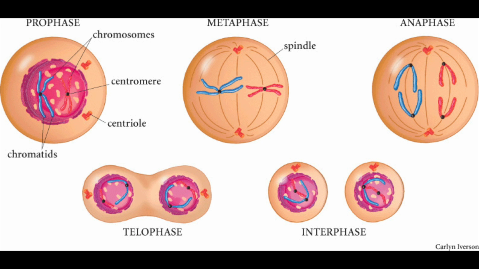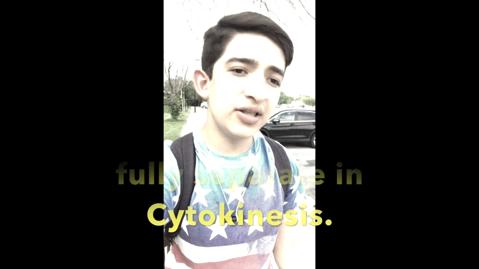Okay, next question. What are the stages of mitosis in order? So again, I went through this. The first stage is called interphase, the second is called prophase, the third one is called metaphase, the fourth one is called anaphase, and the last one is called telophase or cytokinesis.